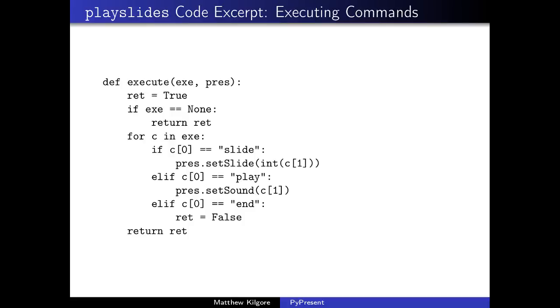Now, the execute command at the bottom, the one that actually runs things from the log, is also very simple. We just check to see what we're doing. If it's a slide command, we set the corresponding slide. If it's a play command, we play the corresponding sound. And if it's an end command, we stop playback. Nice, no real issues.